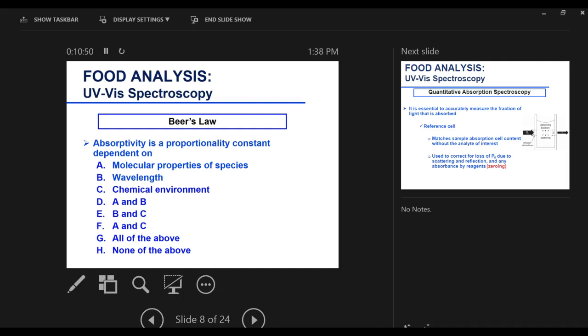Okay, so molecular properties of the species, definitely, because every species has its own allowable energy for absorption. Wavelength, you would have different absorptivity at different wavelengths, right? So with different wavelengths, you would have a different amount that could be absorbed. And chemical environment, let's say pH, might impact the ionization status. So you might have differences if the molecule is ionized versus not ionized, you have different absorption. So all of them are correct.